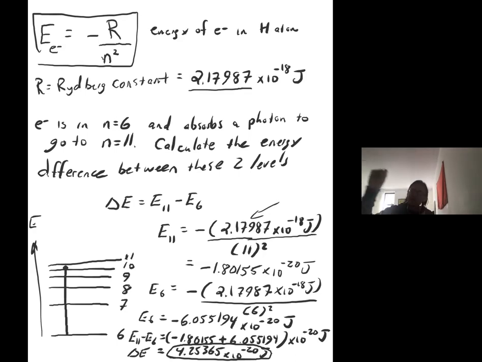If you take a negative number and you add a positive number, so negative number plus a positive number, if the positive is bigger than the negative, you're going to get a positive result. And then they're both times 10 to the minus 20. So I just factored out the 10 to the minus 20. So that essentially gives you delta E, right? That's the energy difference between 6 and 11.